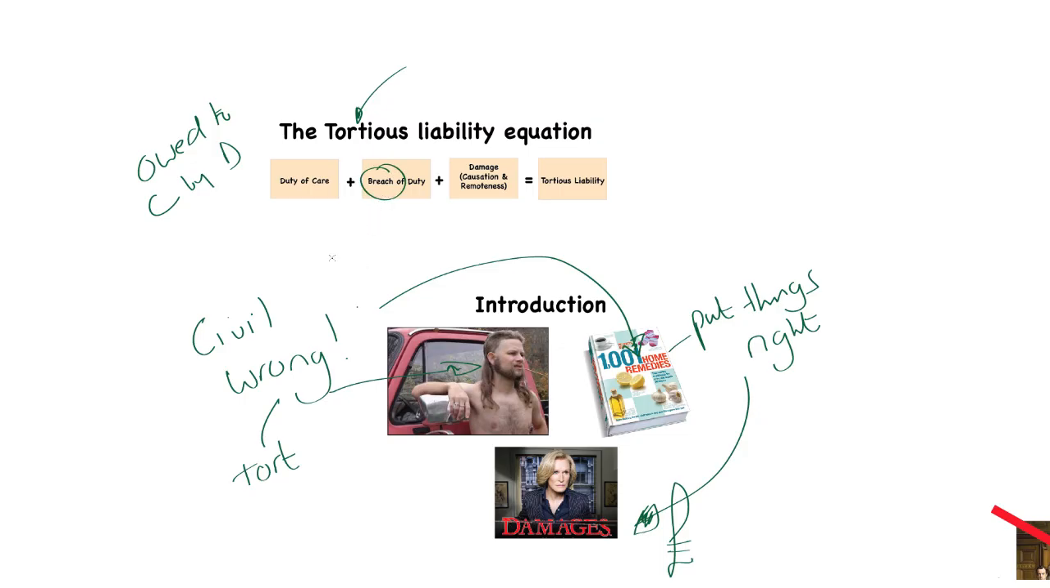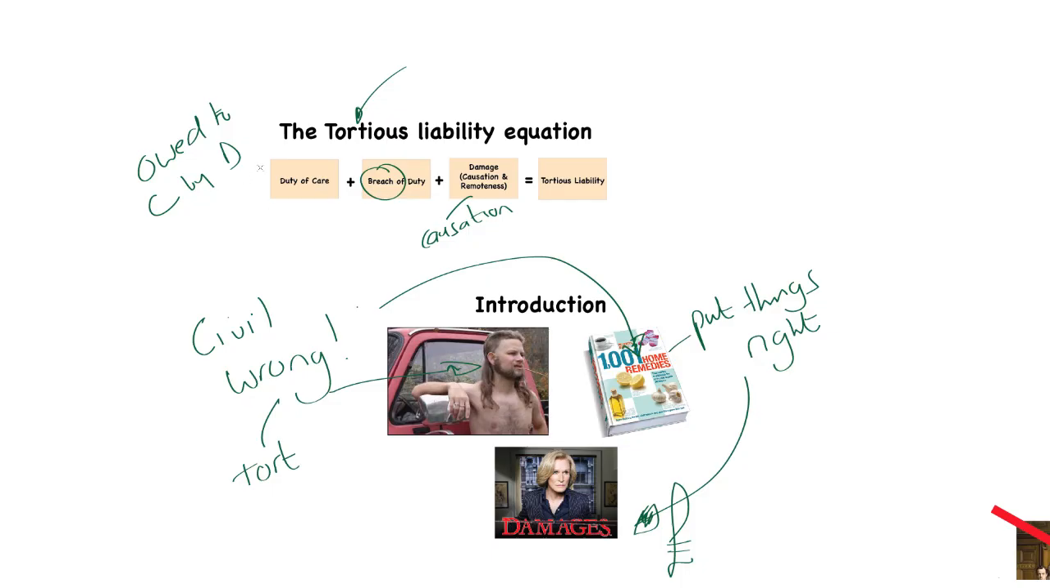Our third element is called damage, note without an S, and I'll explain why that's important in a moment. Our third element is damage. And damage is about the broken duty or the breach, which must have caused the loss, and the loss must not be too remote a consequence. So in effect, this is the causation element.